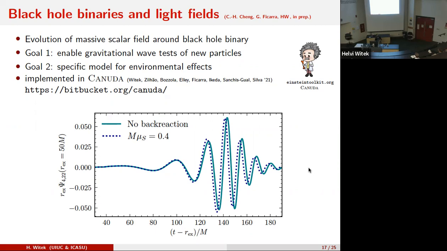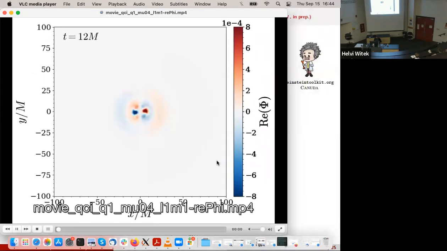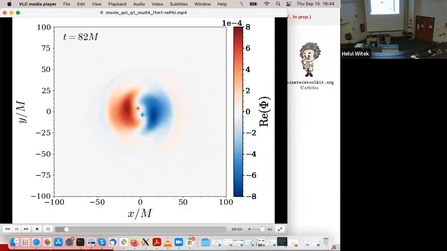Good. So what have we found? Well, let me first show you an animation here of the scalar field that we have evolved. Let me just stop for a second so that I can explain what you're seeing here. You have the X, Y plane. Think of it as the equatorial plane in which my black holes are moving.